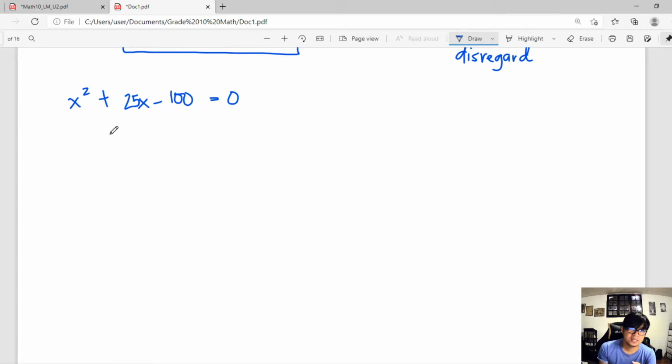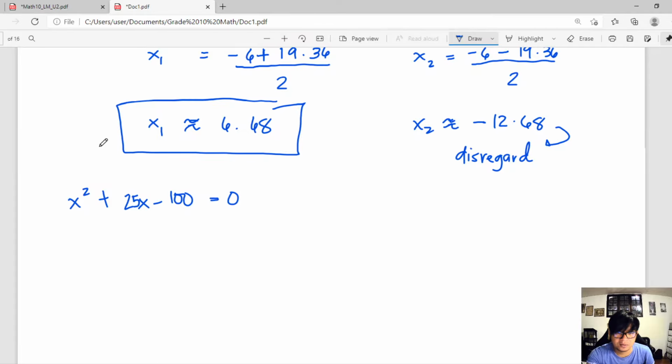What are the factors of 100? 25 and 4. That will give a product of 25. Pwede ring 20 and 5. Yes, it could be 20 and 5. Pero all positive man siya, so hindi siya pwedeng ganun. Ano kaya? So, we will use the quadratic formula na lang.